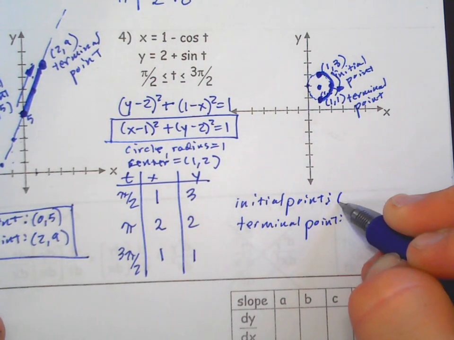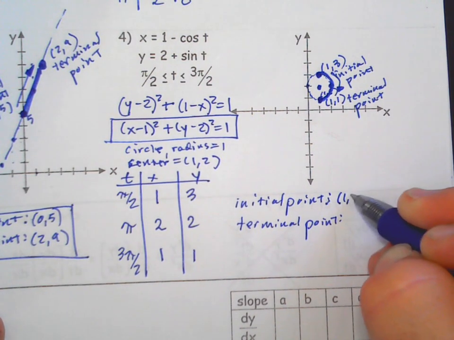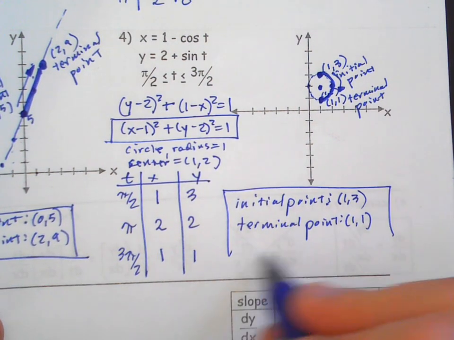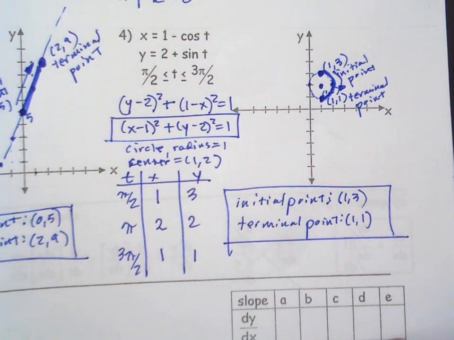All right, so initial point was 1 comma 3. Terminal point was 1 comma 1. There we go. Right half of the circle.